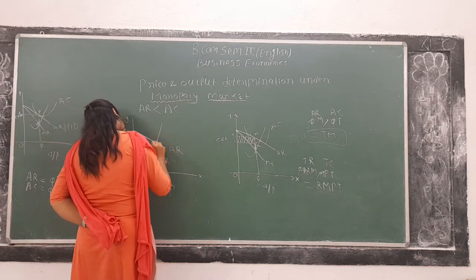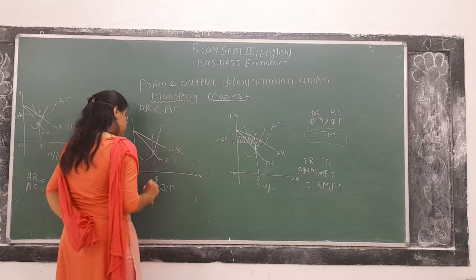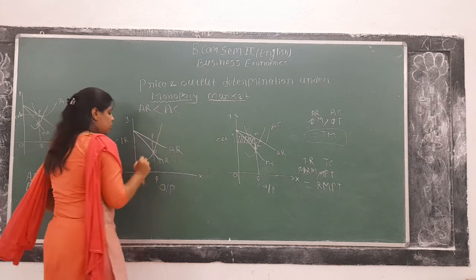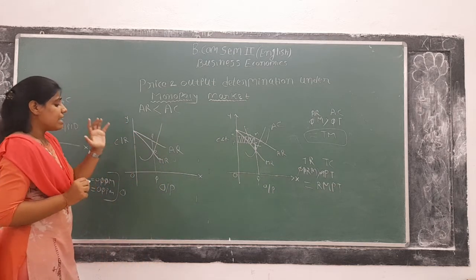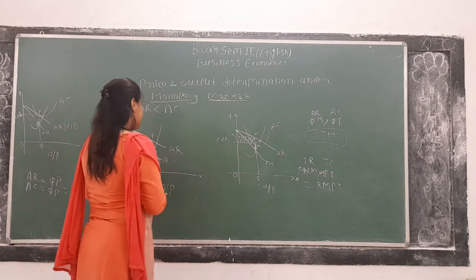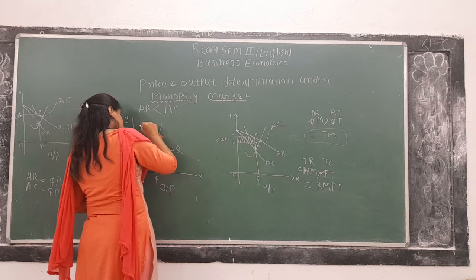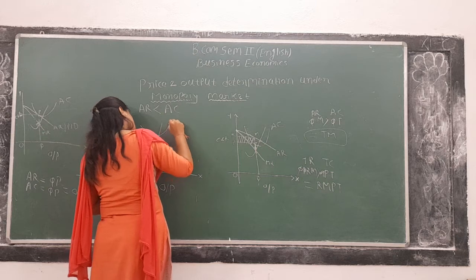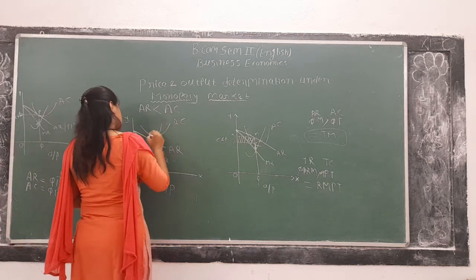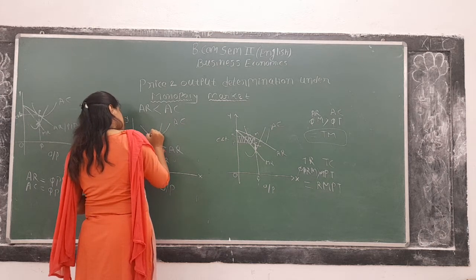Here this is the price, because at this point this Q is touching the AR curve. Now in case of losses, average cost is going to be more than average revenue, and that is why here the average cost curve would be like this. It will be above the average revenue curve, so that here you can see that it is C. This point is C.